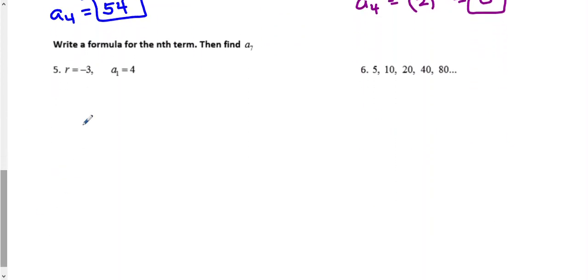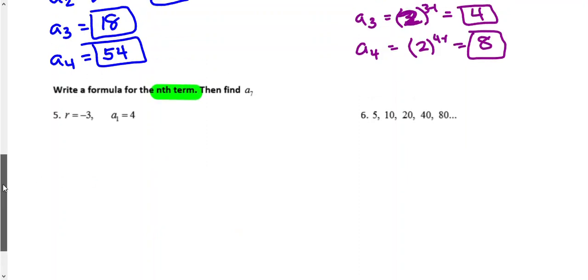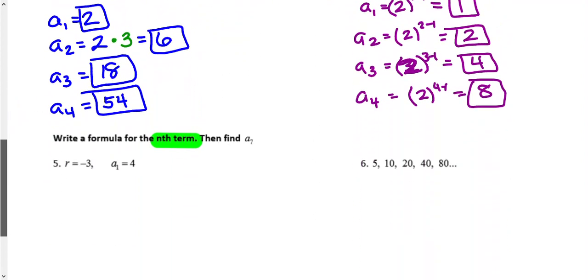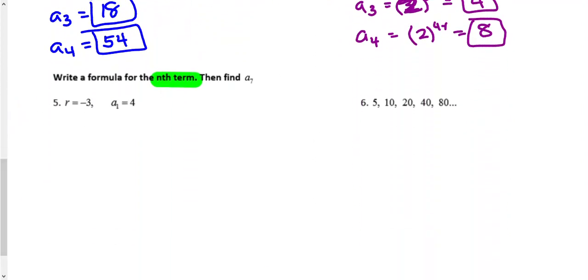Now let's move to the bottom. So the directions for 5 and 6 say, write a formula for the nth term. Now the nth term formula is the green highlighted one right here. You all have it on your paper, so you don't need to rewrite it down. I am going to write it down so we have it in view. So a sub n equals a sub 1 times r to the n minus 1. So again, the two things that you always need are a sub 1 and r.